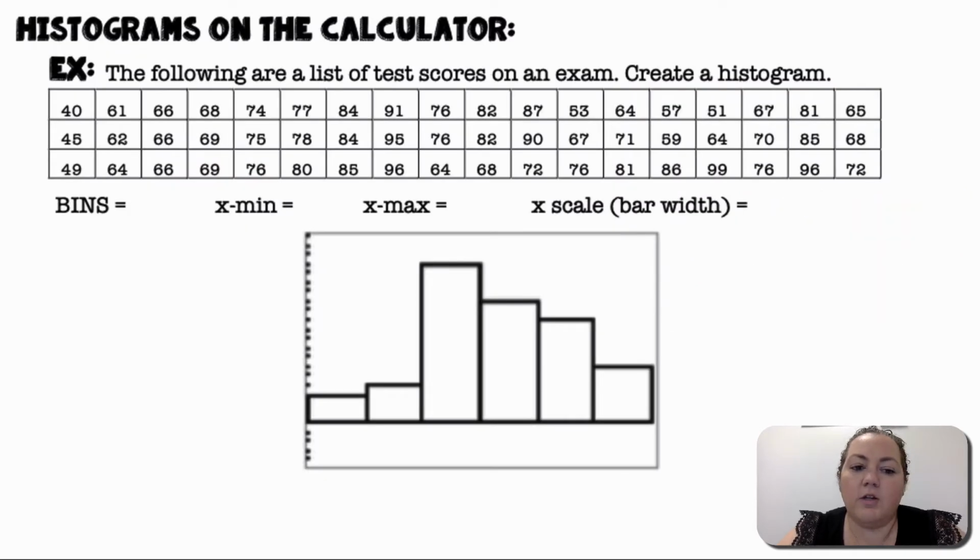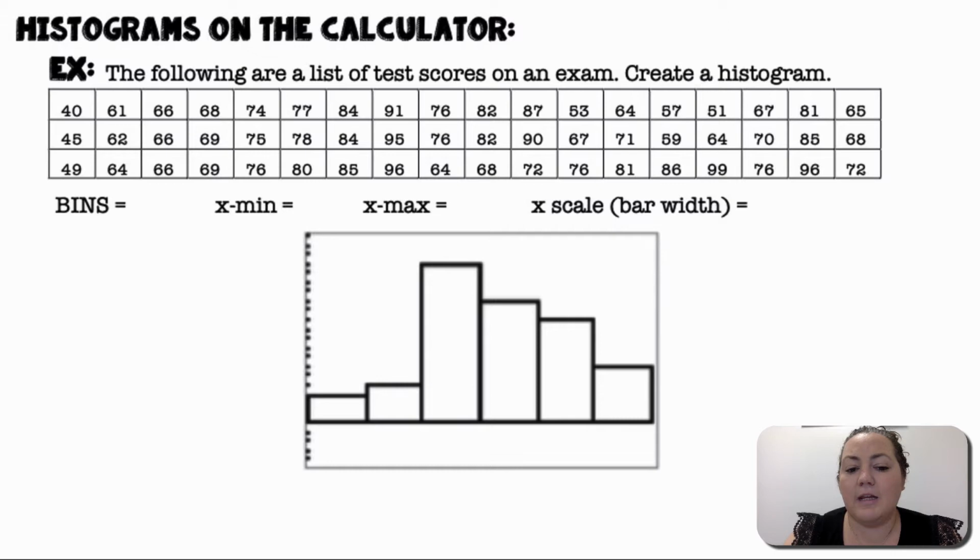Histograms on the calculator. So the following are a list of test scores on an exam. You could create a histogram in your calculator. It's kind of tedious. You have to put all the data in. This is really great if you're using computer software too. You could put this in. There's something called Stapplet.com, Stapplet, where it makes graphs for you, which is very easy to use. But if you're really wanting to make a histogram on your calculator, you can put all the data in.